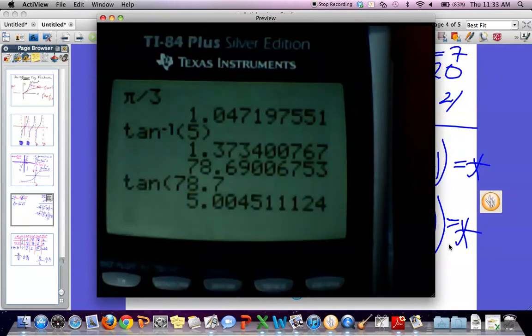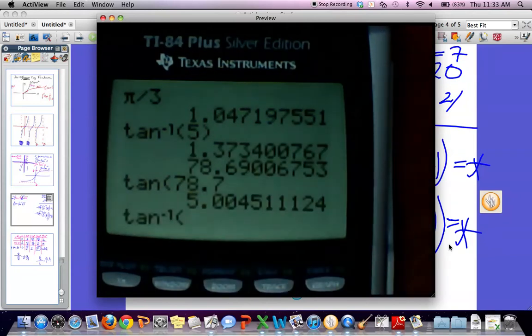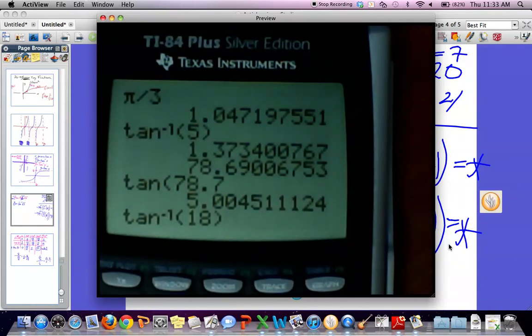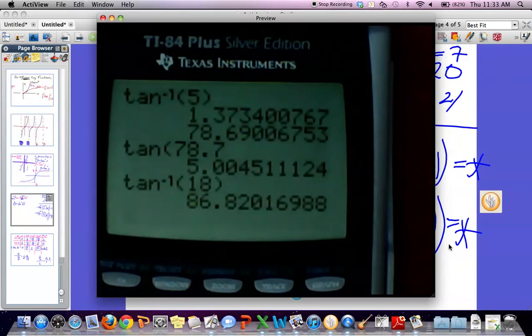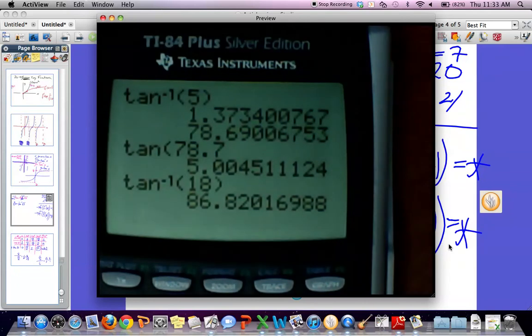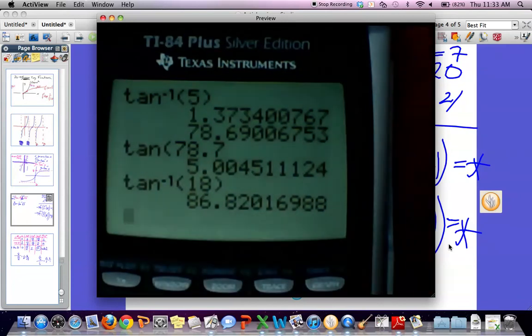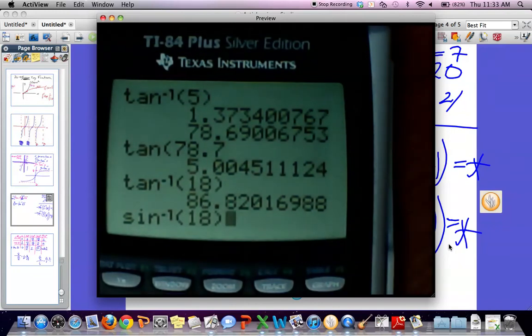Can I do the inverse tangent of 18? Is that possible? The answer is yeah. We just get closer to 90 degrees. We just keep getting closer and closer to 90 degrees. Now we haven't looked at these next ones, but what if I did try to do the inverse sine of 18? What's my calculator going to tell me?